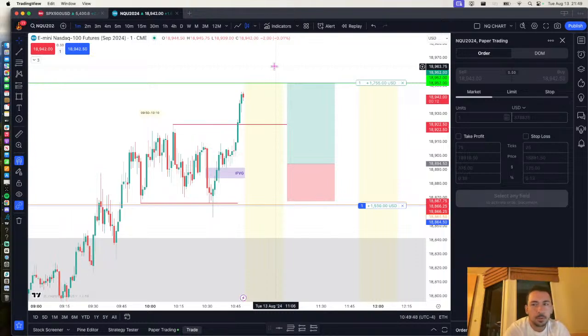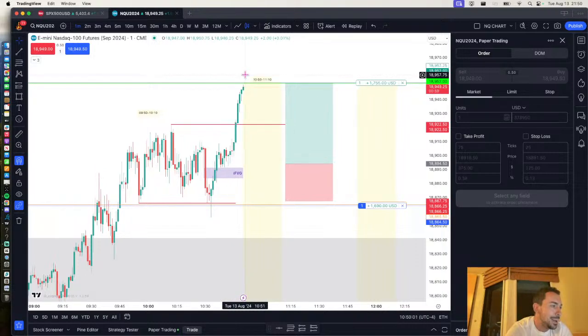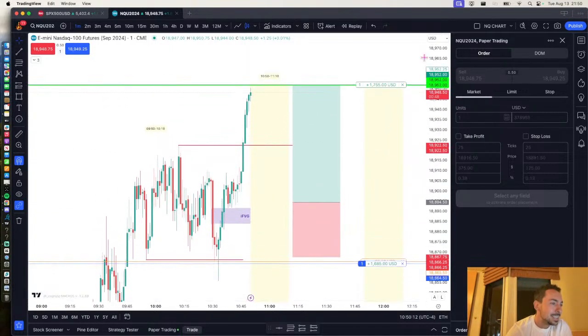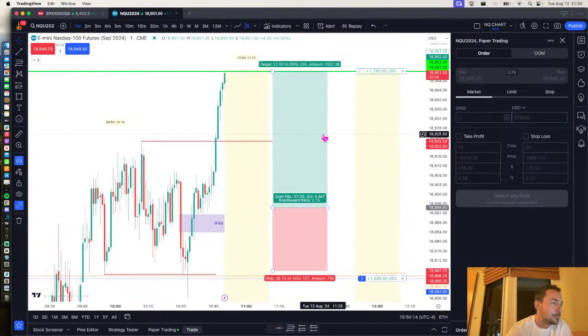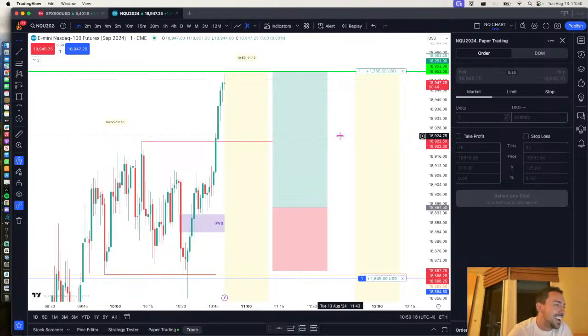Take profit is almost hit, guys. And it might just be right at the macro time, at 10:50. That's crazy. And, oh, we just missed it by a tick. Right at the macro time. Let's see if we get it. Let's see if we get it, guys. What a trade. Oh, just missed it by a tick.